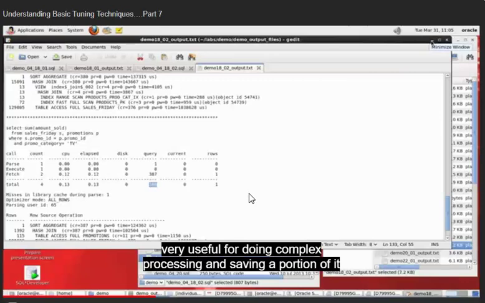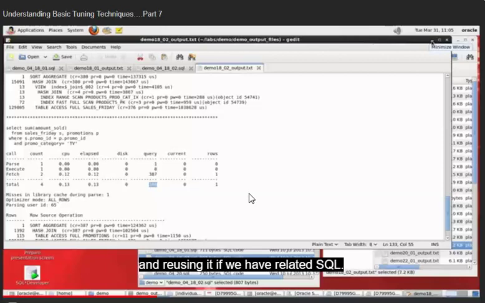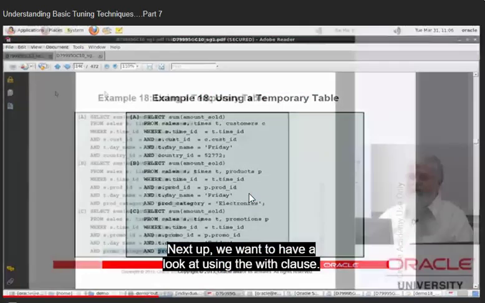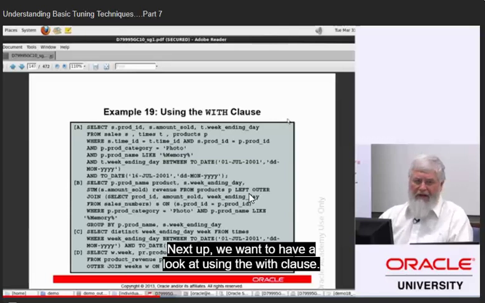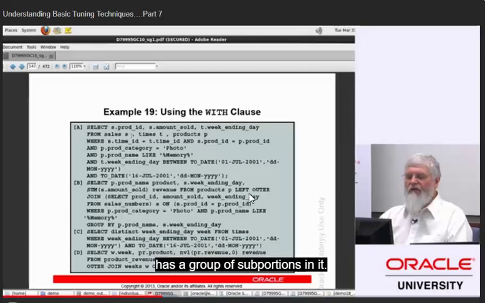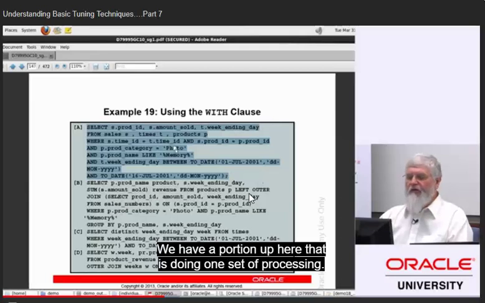Okay, next up we want to have a look at using the with clause. It's another way of rewriting a very large complex query that has a group of subportions in it. We have a portion up here that is doing one set of processing. We have another portion here, and then another complex piece down here. Could we make this easier?